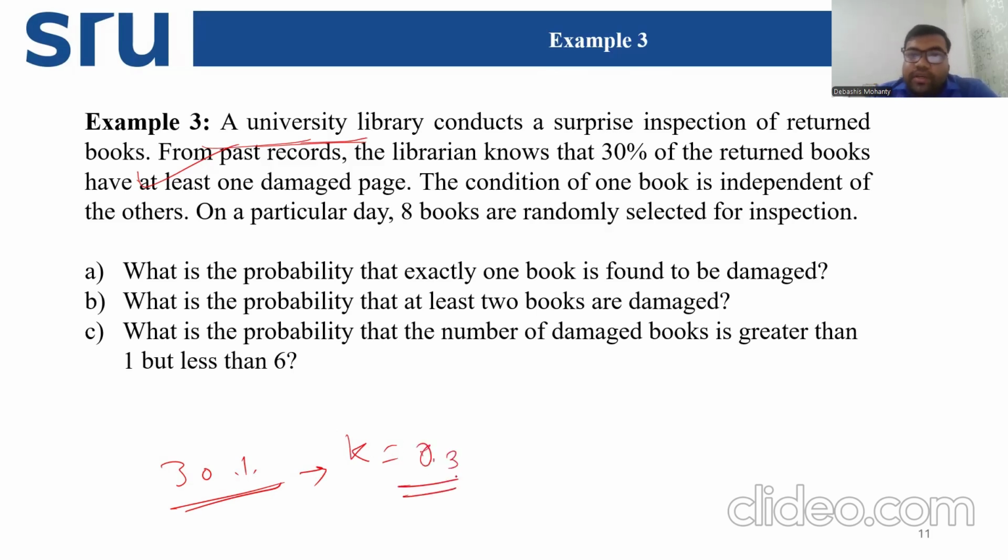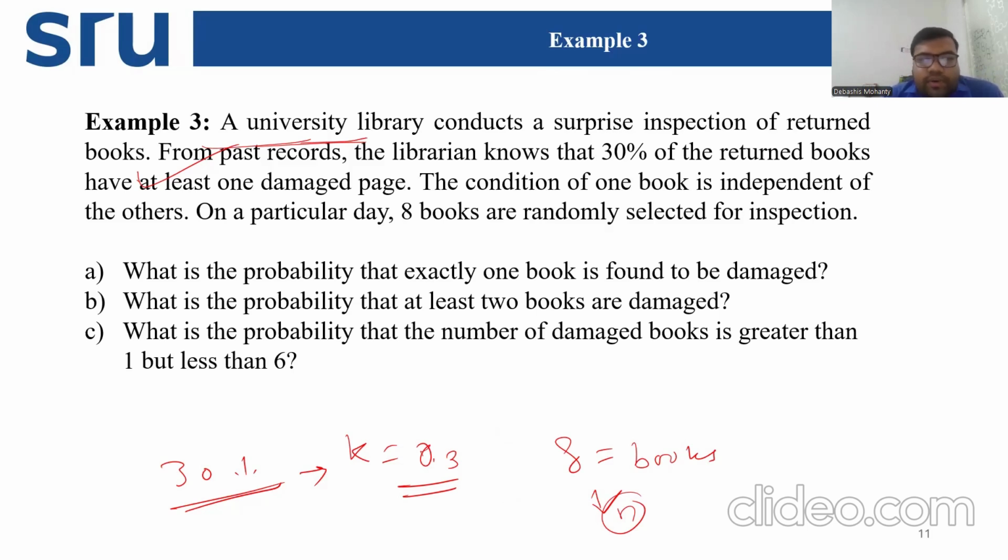0.3, right? So from the question, you have to draw out the information. It is 30% of the written books have at least one damage page. Now the condition of one book is independent of the others, so one trial is independent of another trial. So the conditions of the binomial distribution are satisfied. Next, on a particular day, 8 books are randomly selected for inspection. So what is that 8 value? That is the n value, the number of trials, the books that we are considering.